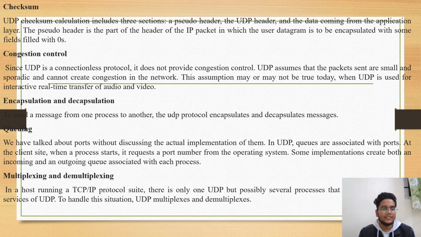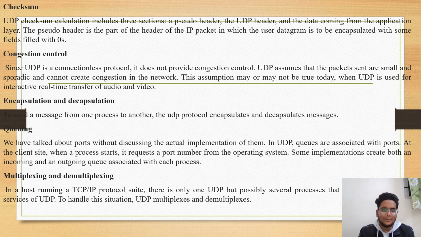Congestion control. Since UDP is a connectionless protocol, it does not provide congestion control. UDP assumes that the packets sent are small and sporadic and cannot create congestion in the network. This assumption may or may not be true today, when UDP is used for interactive real-time transfer of audio and video. And encapsulation and decapsulation.